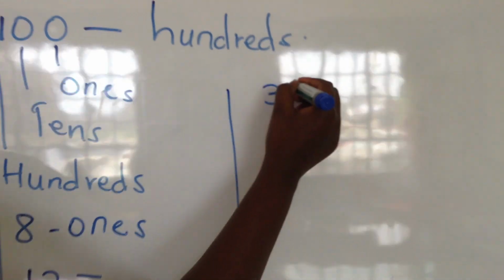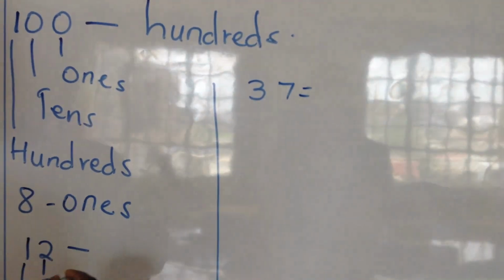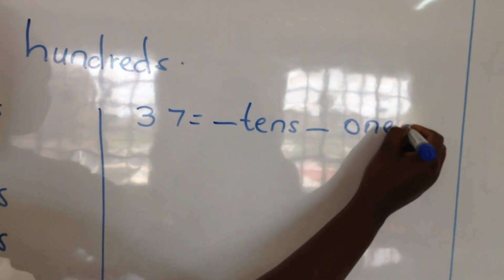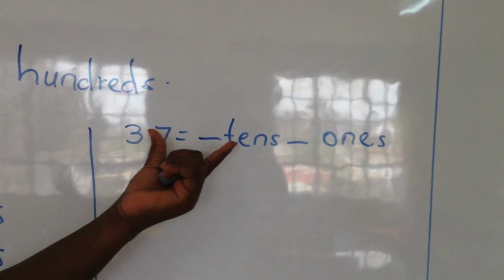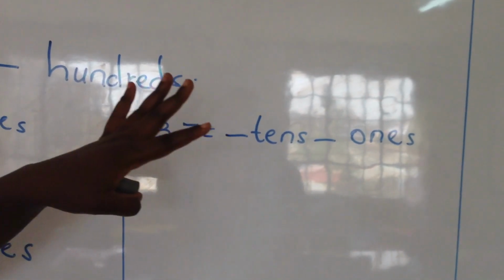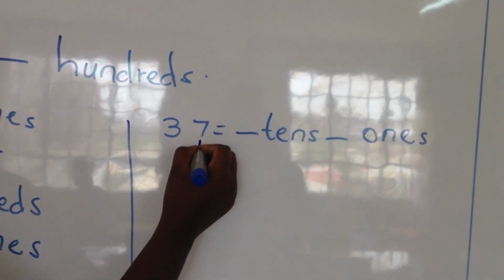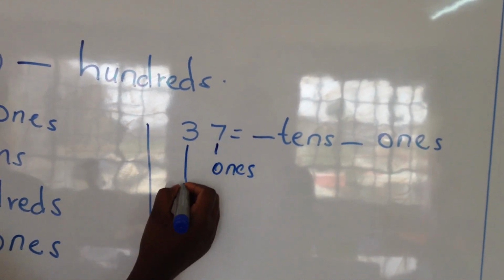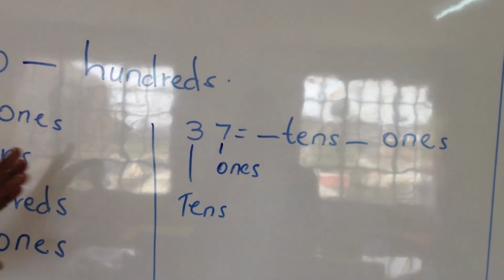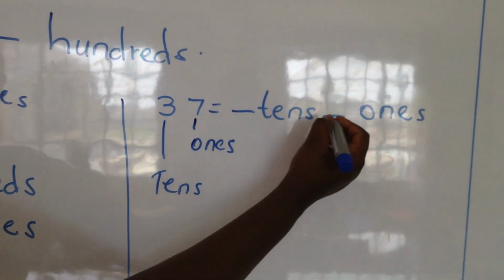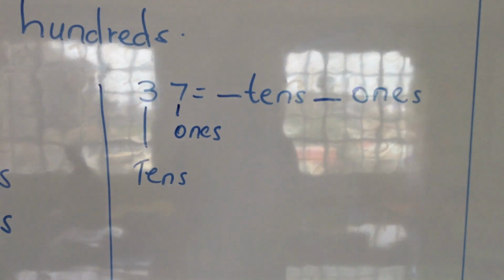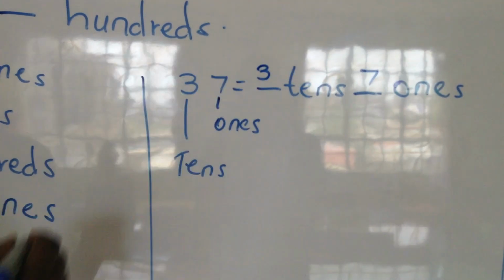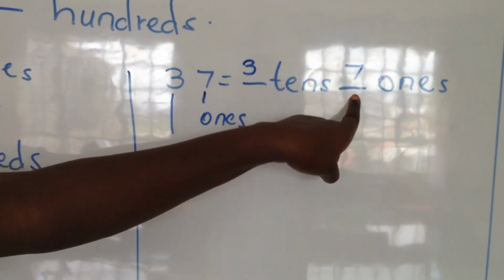I have number like 37. It can also be represented as dash tens and dash ones. I say that whenever you are filling the ones and the tens, the first number from the right hand side represents the ones. So in this case, number 7 will be ones. Then number 3 will be tens. After that, I'll come and fill in here. I will start by filling the ones side. So the ones side is 7 and the tens side is 3. So we have 3 tens and we have 7 ones.